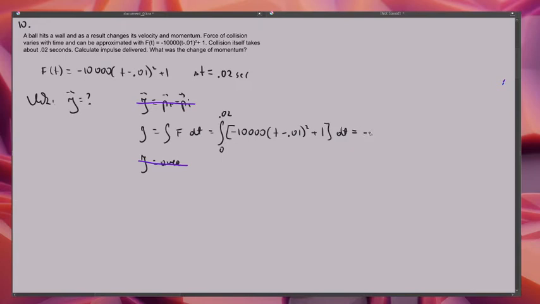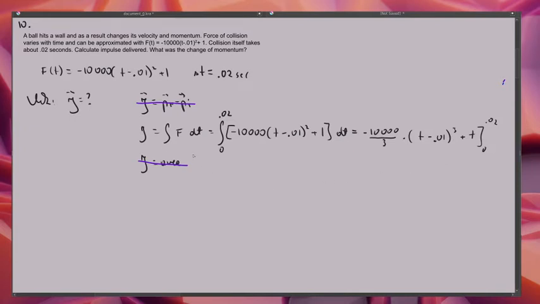So we'll get here minus 10,000 over 3 times (t - 0.01) cubed plus t, and integration from 0 to 0.02. Make sure that this is actually right. So we take the derivative, yeah, I think that's correct.